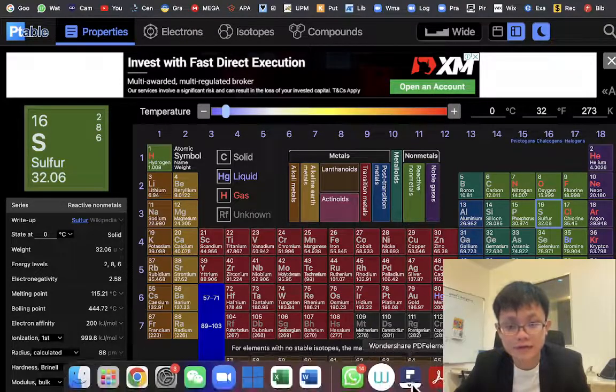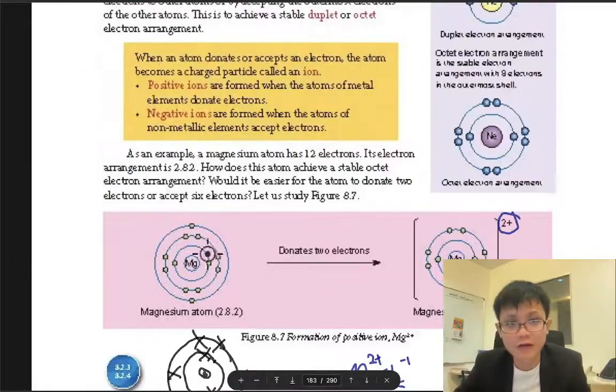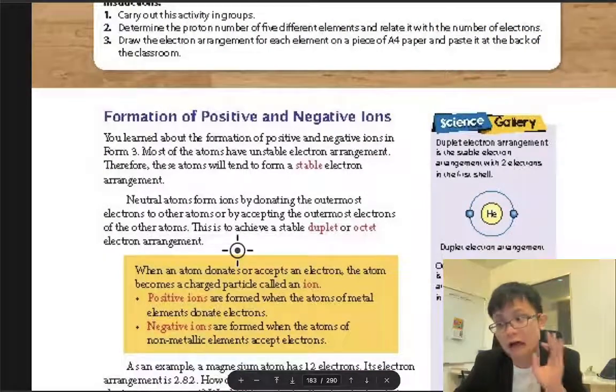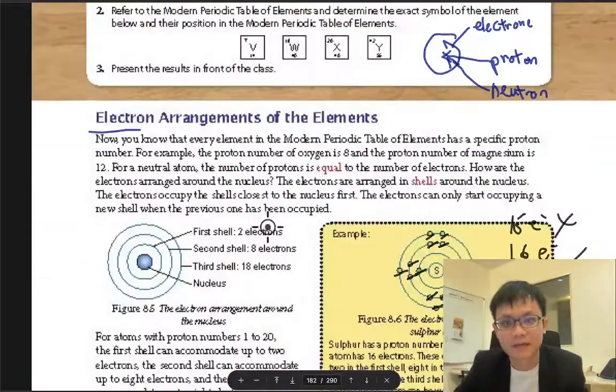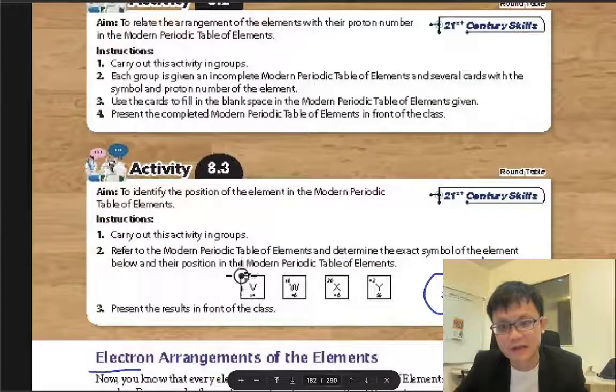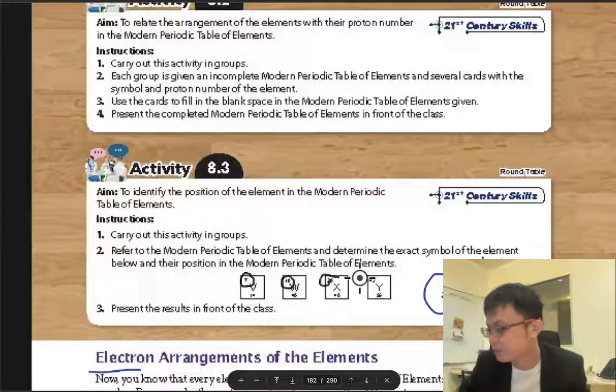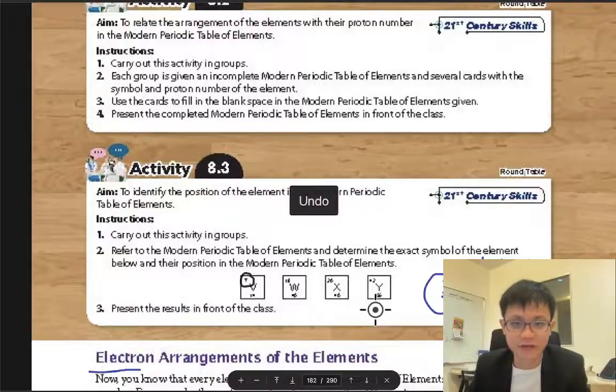Okay, where was I? Let's look back at the notes. Okay, so now we know how to draw already. We know how to draw how many electrons by referring to the atomic number in the periodic table. The atomic number, the number in front, is the proton number. You just need to divide it and then you get it. Okay.